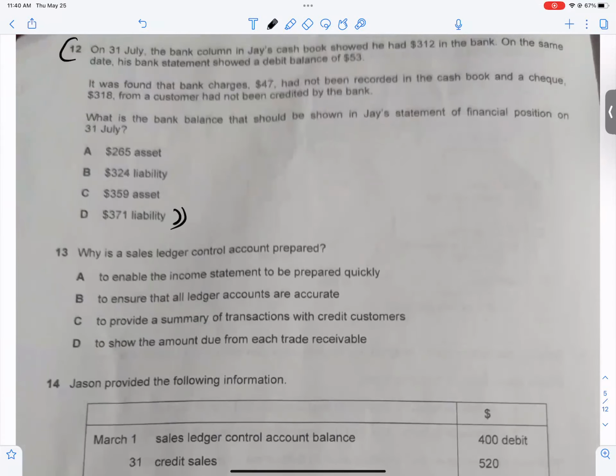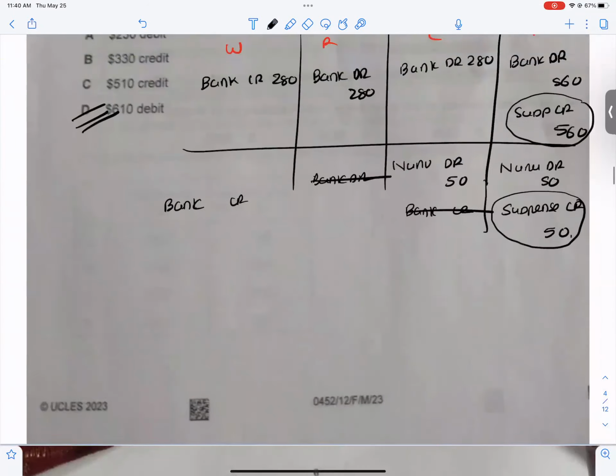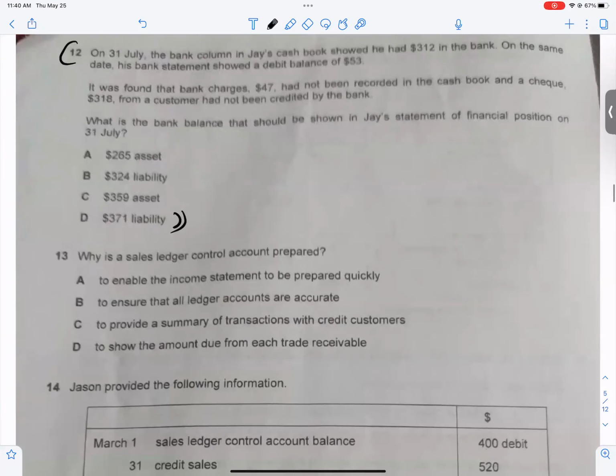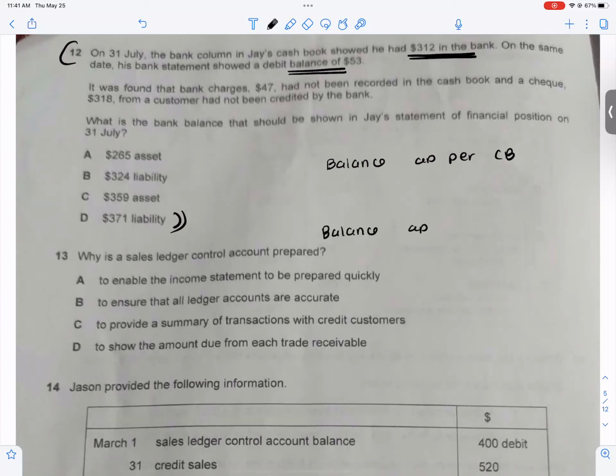On 31st July, the bank column in Jay's cash book showed that he had $312 in the bank. On the same date, his bank statement showed a debit balance of 53. It was found that bank charges of $47 had not been recorded in the cash book, and a check of $318 from a customer had not been credited by the bank. Oh, this is BRS. Bank statement balance: debit balance means the overdraft.